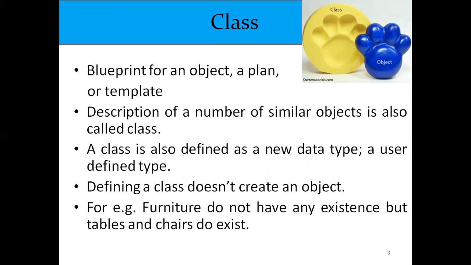Defining a class doesn't create an object. For example, there is a class called furniture. Creating a class doesn't create an object, so we need to explicitly create an object. For example, furniture does not have any existence, but tables and chairs have existence. So this is the best example for defining class and object.